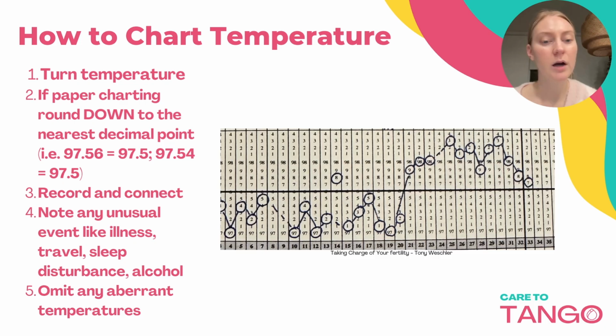And then once we are completing our chart, we can omit any aberrant temperatures. Aberrant meaning that something is not of typical standard, for example, an outlier. So you can see how on day 14, we had a 97.8. That one was out of our typical range, so we can just leave that as an outlier, and then we can connect the ones on either side.